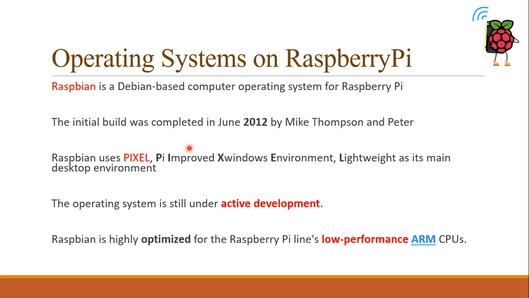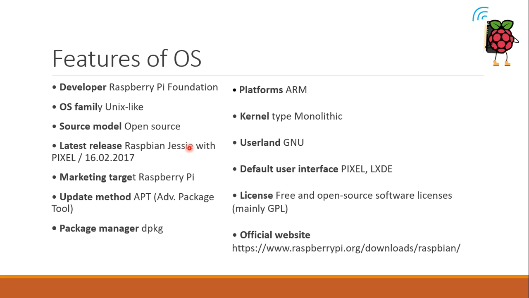The operating system is still under development, so the developers are trying to optimize it to consume less memory as well as less CPU power, and it is using an ARM based CPU. ARM is Advanced RISC Machine, CPUs that are mainly used for certain applications only. So it is continuously optimized to give high performance. These are certain features about the OS.